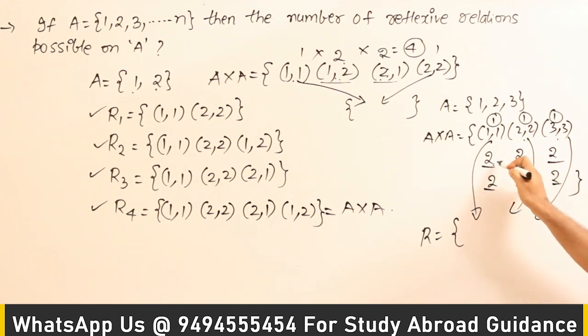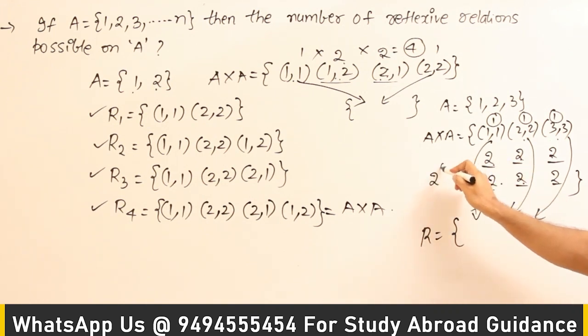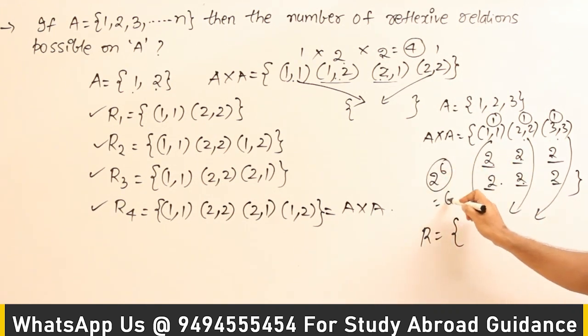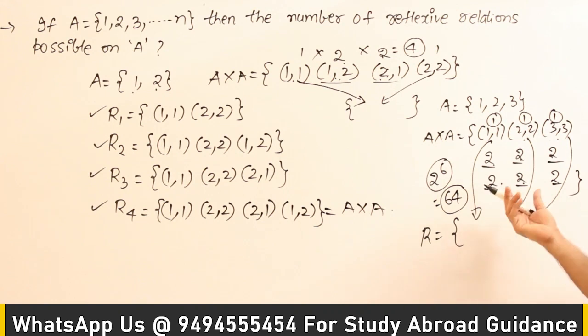So we have to multiply 2 into 2 into 2 into 2 into 2 into 2, which means for A equal to 3, we are going to get 2 power 6, which means 64 reflexive relations. We cannot write them all like this. I cannot show you all of them like this. Therefore we are going to use the method of counting. I am not going to enumerate it all, right?